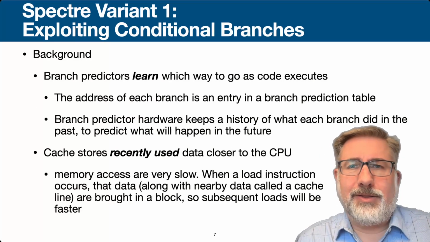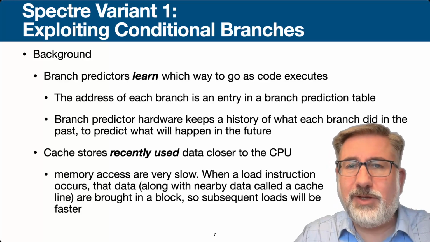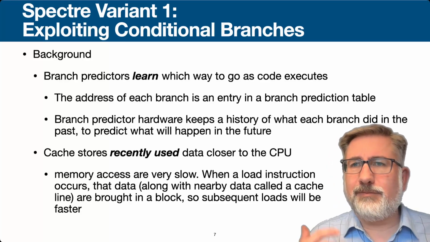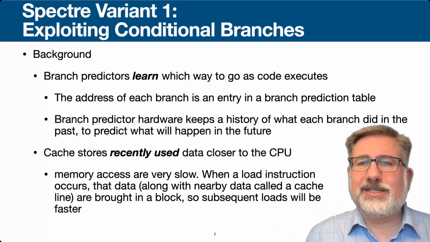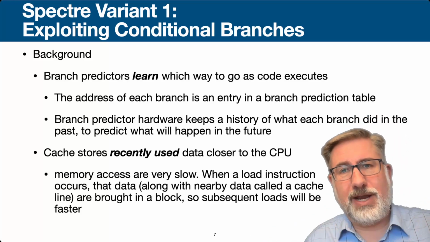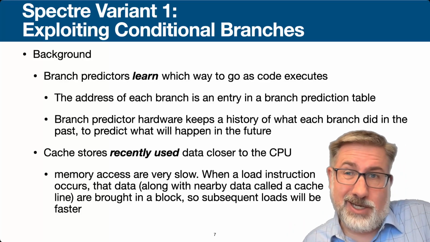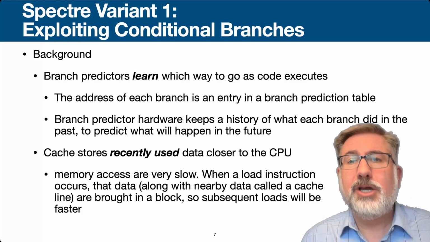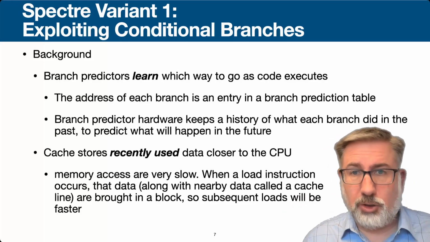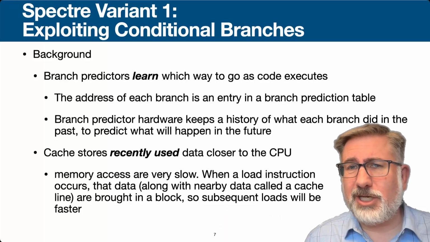So the first variant that we're going to talk about, and I'll give you the full details in the next video, is a variant called variant 1. This is the core Spectre, is that it makes use of the fact that branch predictors learn which way to go as the code executes, and you can mess with that. And it also makes use of the fact that the cache memory stores recently used data closer to the CPU, right? There's videos about cache on my channel as well.